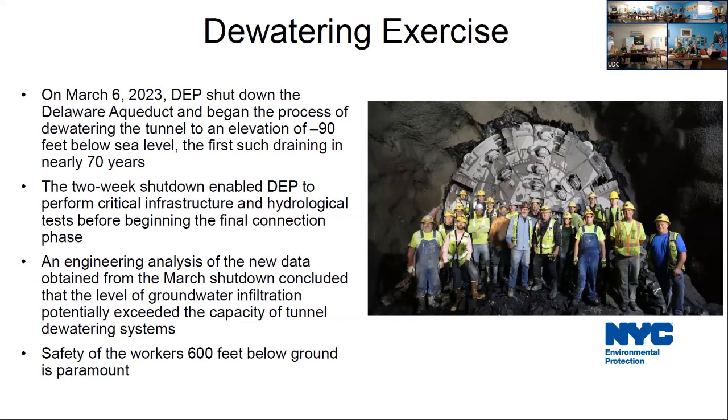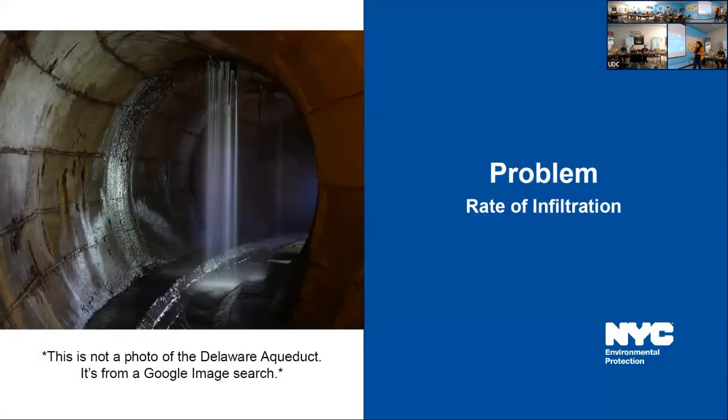Once we take the Delaware Aqueduct out of pressure, the water starts to seep back in through the leaks, and that's called infiltration, and that is the problem. This is not a picture of the Delaware Aqueduct, but when I did a Google image search to try to explain the problem, this is what comes up. So imagine that this is the Delaware Aqueduct and we were able to drain it. This is kind of what it would look like.